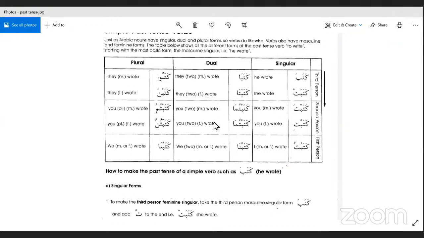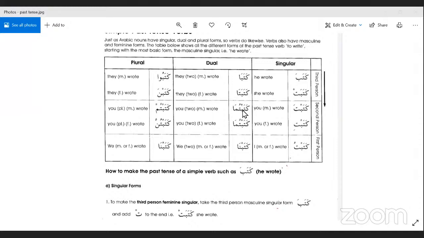The kataba is here. He wrote, and this is the mustatir because the pronoun is hidden in kataba. Kataba, third person, two people. And katabu, third person, three or more people, they wrote. Katabat, third person, she wrote. Katabata, third person, two people wrote. Katabna, three or more people wrote. Excellent. Katabta, you wrote.